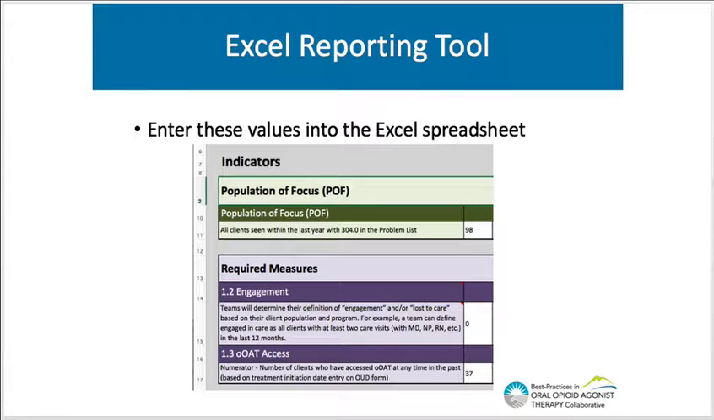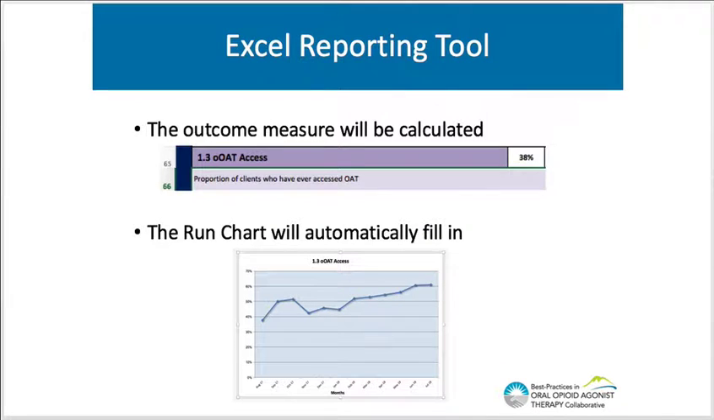Okay, so then you can enter those values into your Excel spreadsheet. If you think your population of focus is getting close to being accurate and the data cleanup is pretty much done, then you can put that in, or you may want to put an estimate with the baseline population of focus. And then the run chart will be automatically filled in as we continue to fill these out throughout the months.